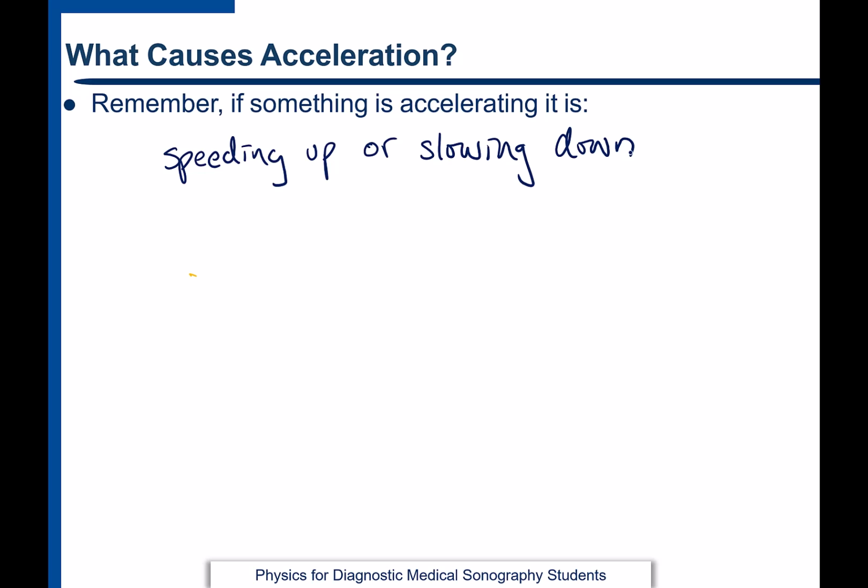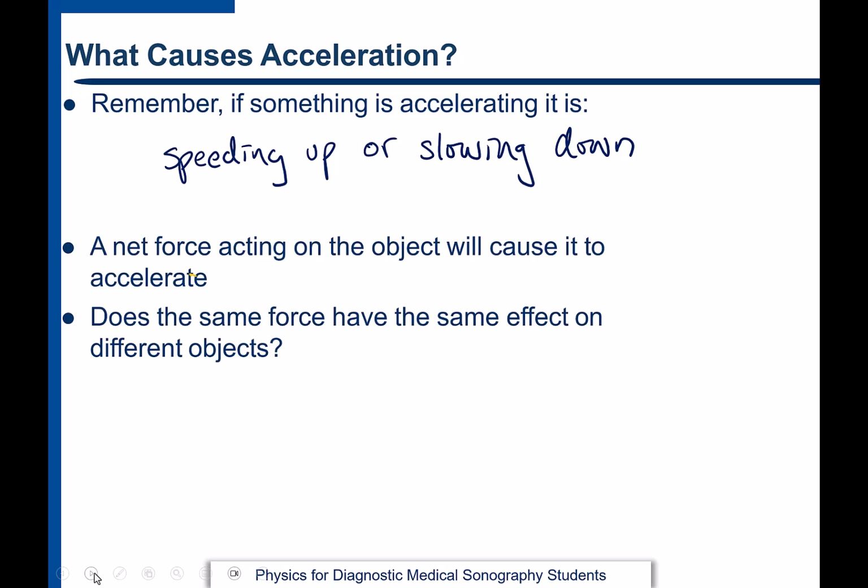So what will cause an object to accelerate? The answer that Newton found is that if there's a net force acting on the object, then the object will accelerate. So the acceleration somehow depends on the net force. And remember from our previous video, net force just means the vector sum of the forces acting. And we'll look at some examples of that.